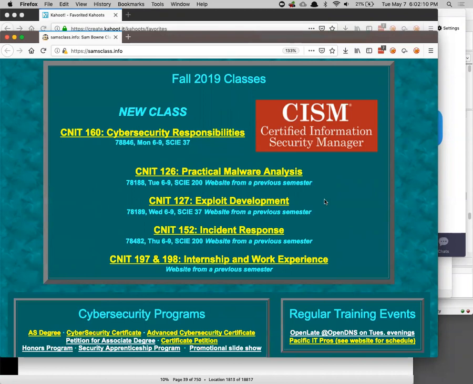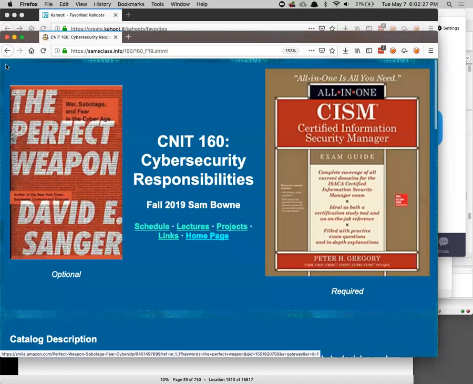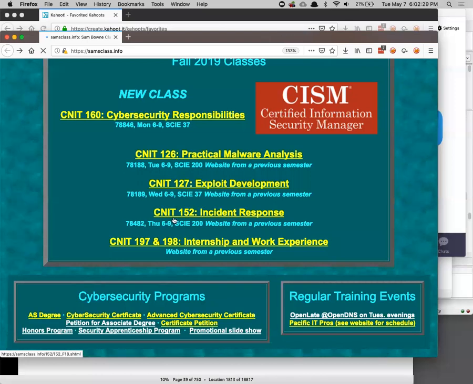And these other ones are management classes, really. 152 is incident response at layer 7, probably not installing tools, but using them. And this one's really management, CISM. So those are the less technical, and these other ones are the most technical for next semester. Anyway, it's a good question.